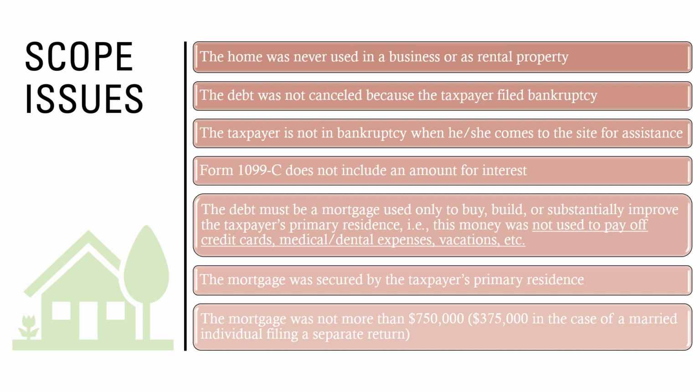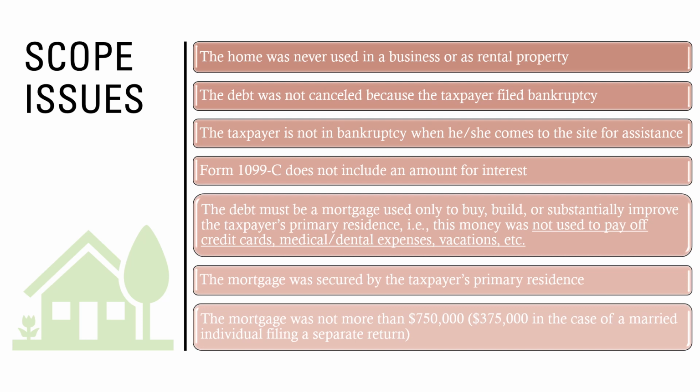Also, we need to determine that the debt was not canceled because the taxpayer filed bankruptcy. This is similar to how we were treating our canceled credit card debt. If somebody had this debt canceled because of bankruptcy, then they need to see a professional preparer. And extending on that, the taxpayer should not be in bankruptcy when they come to the site for assistance. They need the help of a paid preparer at that point.